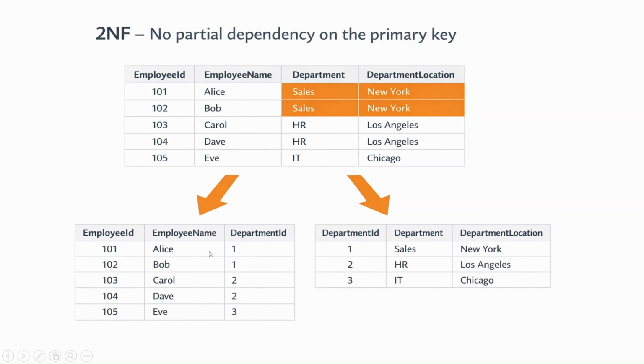We have two tables, employee and department, and this column is added because we want to connect these two separate tables, department and employee. Alice belongs to sales, Bob belongs to one, meaning this department ID, sales. Same for Carol. Carol belongs to HR. Dave also belongs to HR. Eve belongs to the IT department. So that's how we can map. So this rule is also clear. Let's move to the next rule.